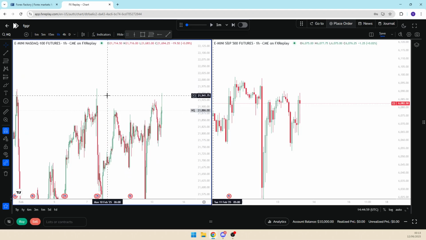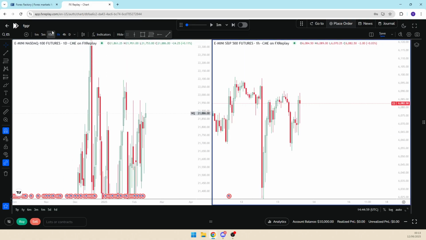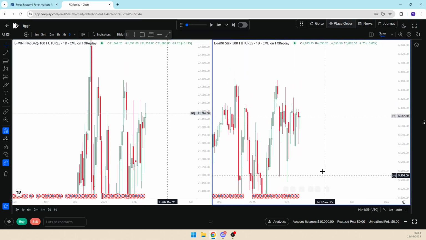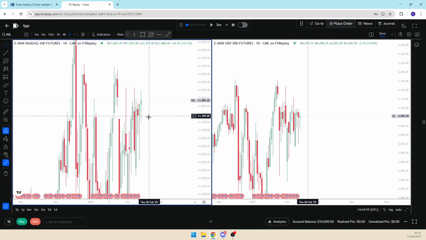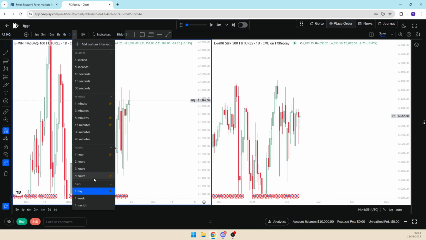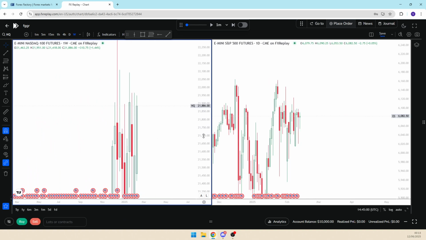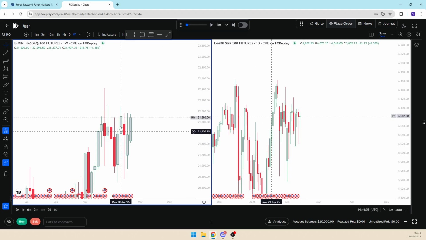So let me go through the daily again. I want to see, okay, where is the external liquidity right now? What do we see on the previous day? From the previous day, we do see a strong move to the upside, and price is most likely going to go higher. Let me see what the weekly is telling us. If you look at the weekly candle, where is the next external liquidity?